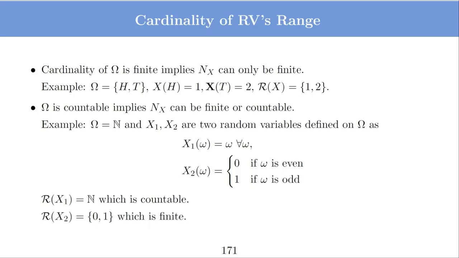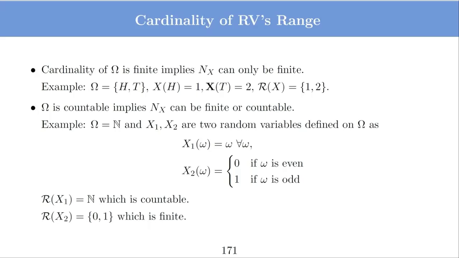The example would be, take omega to represent a flip of a coin. So it will have two outcomes, H and T. If you map H and T to separate numbers 1 and 2, then the range would be {1, 2}, which has cardinality 2. If you map both to the same number, like X(H) is 1 and X(T) is also 1, then the range will be {1}. In both cases, it will be finite.